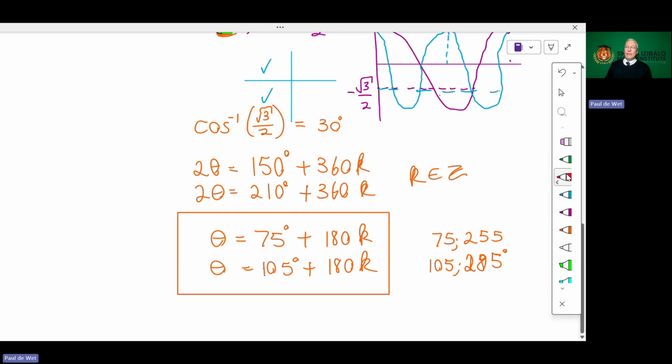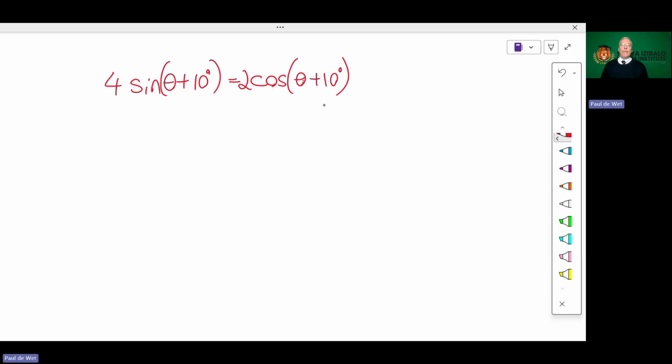Now, next up, we're going to look at 2 variations which are really important. The first one looks like this. We've got sine and cos. It looks quite complicated. We've got sine and cos in the same equation, but the big idea here is that the angle is the same in both.